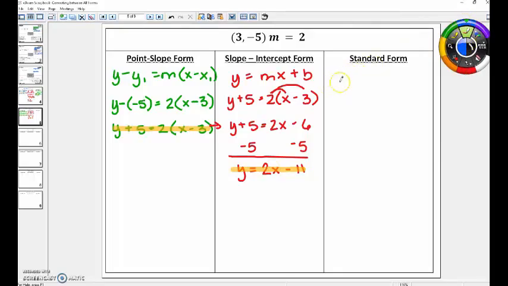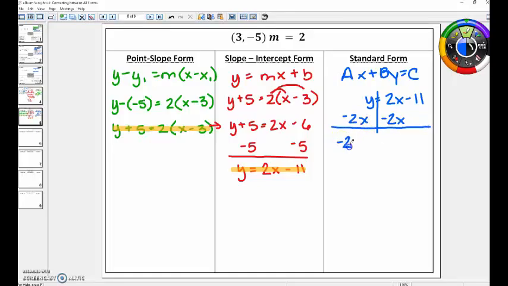Okay, the last piece, I'm going to take my ax plus by equals c. I'm going to take my new equation, y equals 2x minus 11. So the first thing we're going to do is move my x to the other side by subtracting 2x from both sides. And here is one of our rules. I'm left with negative 2x plus y equals negative 11. Here is one of your rules. This negative 2x, a cannot be negative.